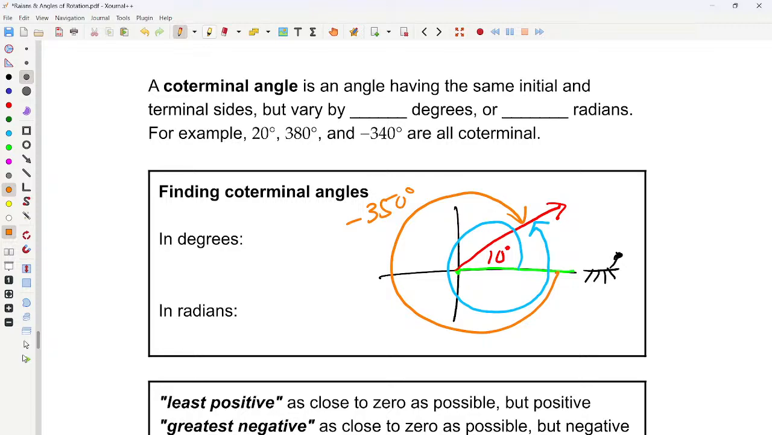We could do this over and over again. Literally, though, we could do this over and over again, like keep adding and subtracting 360. And my main point is 10 degrees, 370 degrees, and negative 350 are coterminal angles. They start and end in the same position. Obviously, the dog did different things. That's it. End of story.